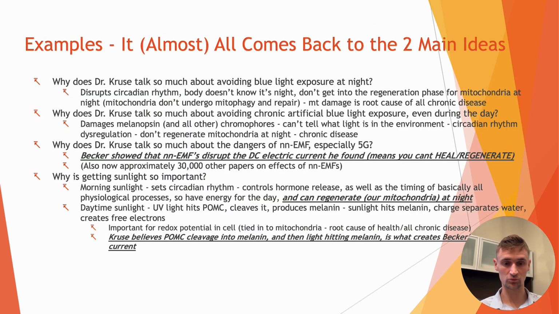So most of what he talks about really does come back to these two main ideas. The first being Becker's DC electric current and how it interacts with POMC and melanin to cause regeneration in all organisms. And the second being circadian rhythm and how important it is for the health and regeneration of our mitochondria. He talks about a lot of different topics and then links them back to how they affect these two topics mainly. Also the other three that make up the 5 total that we'll get to, but really it mainly comes down to these two topics. And I want to give you some examples of how he links so many different topics back to those two primary topics that we just went over.